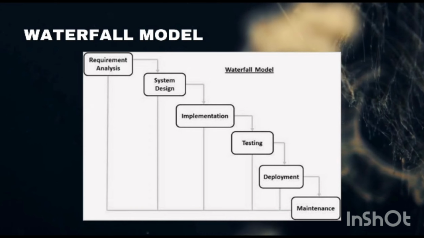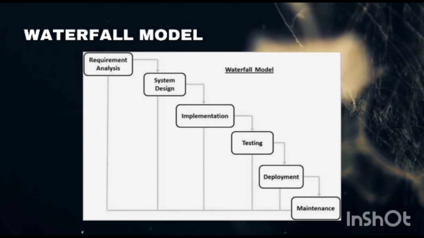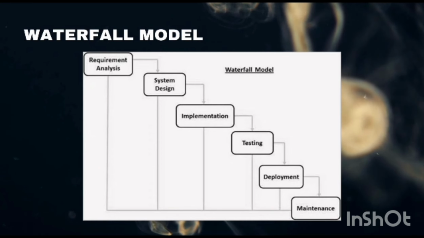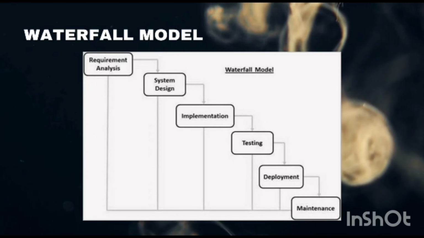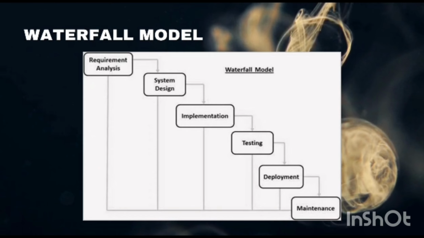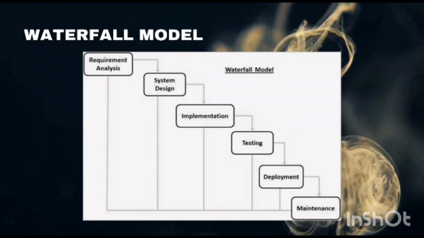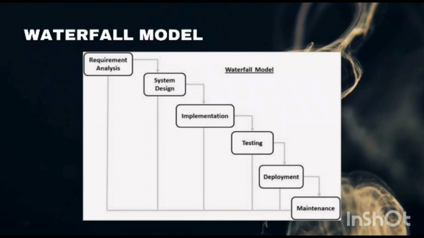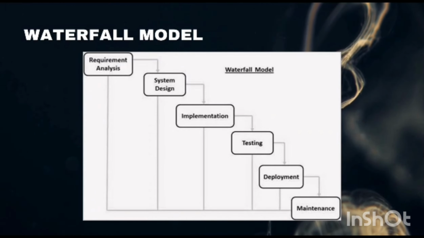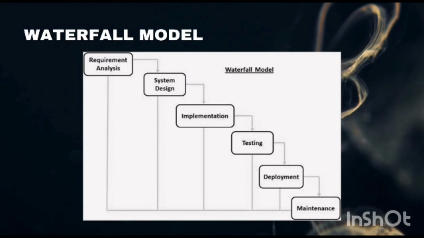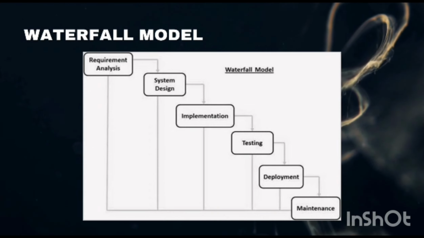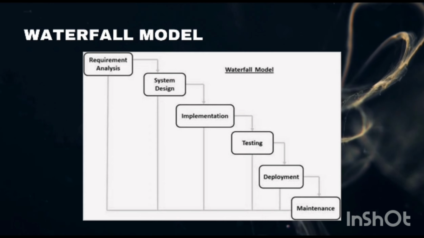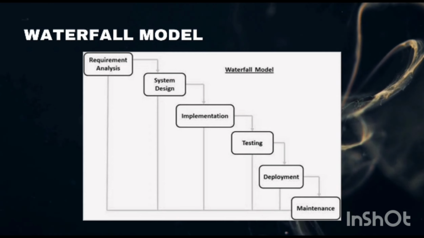Each unit is developed and tested for its functionality, which is referred to as unit testing. Next phase is integration and testing. All the units developed in the implementation phase are integrated into a system after testing of each unit. Post integration, the entire system is tested for any faults and failures. Next phase is deployment of system. Once the functional and non-functional testing is done, the product is deployed in the customer environment or released into the market. And last phase is maintenance.